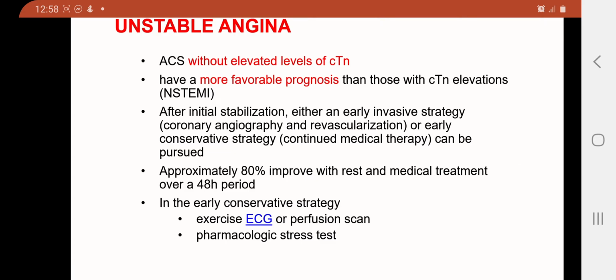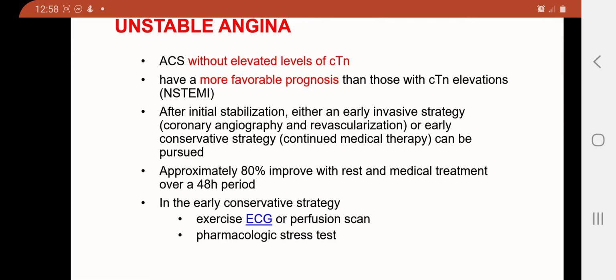What is unstable angina? It is an acute coronary syndrome without elevated levels of cardiac troponins. It has a more favorable prognosis than those with elevated troponins, such as non-ST elevation MI. After initial stabilization, either an early invasive strategy or early conservative strategy can be pursued. Approximately 80% improve with rest and medical treatment over the next 48 hours.